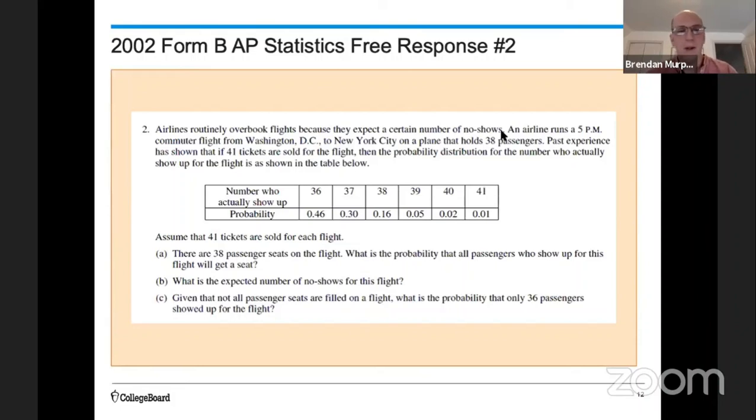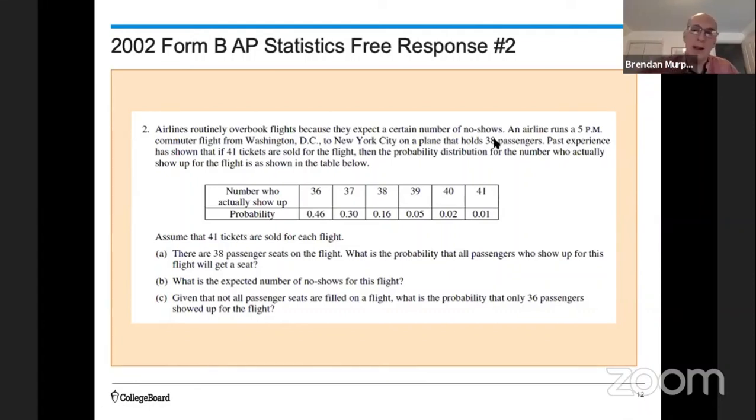An airline runs a 5 p.m. commuter flight from Washington, D.C. to New York on a plane that holds 38 passengers, what we would call a regional jet. I live in Bangor, Maine, and every plane that comes in and out of Bangor is a regional jet. Past experience has shown that if 41 tickets are sold for the flight, so again there's only 38 seats on the plane, the airline sells 41 tickets.